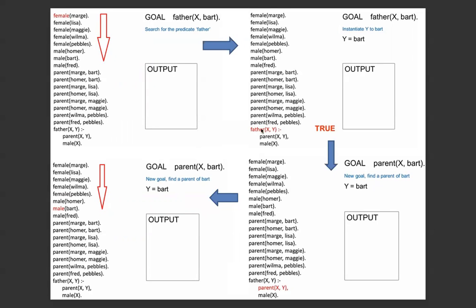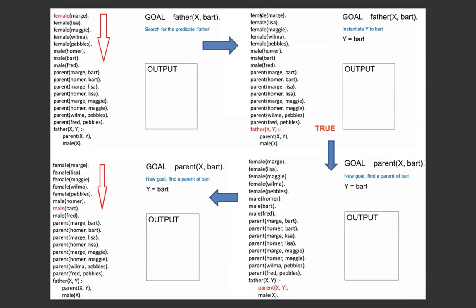So the first instance where I found father, the Y value is instantiated with Bart. Now I have another goal that tests the second part of this rule, that X should be parent of Y. I just established that Y is Bart. So now I start searching for who is the parent of Bart. Y is Bart. Who is the parent of Bart?